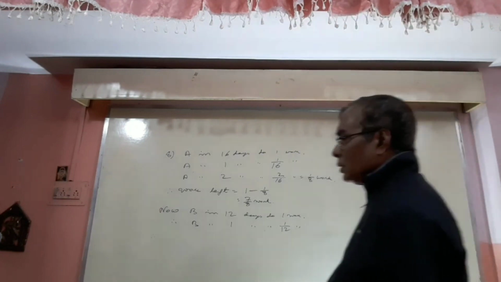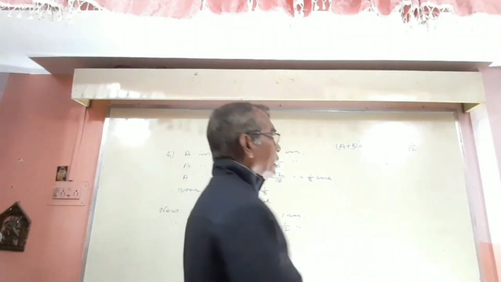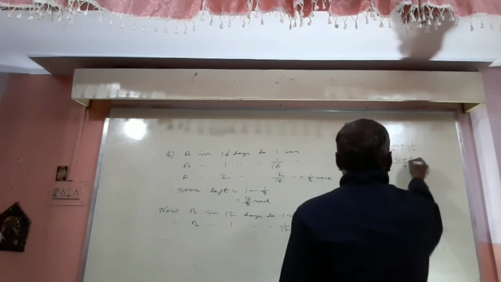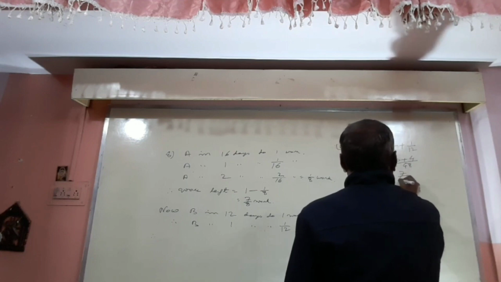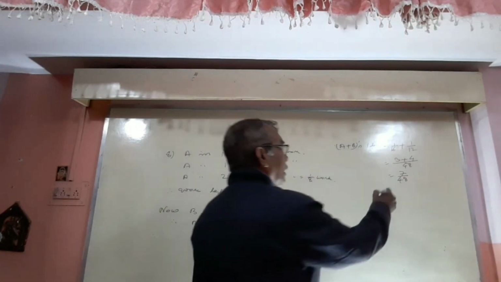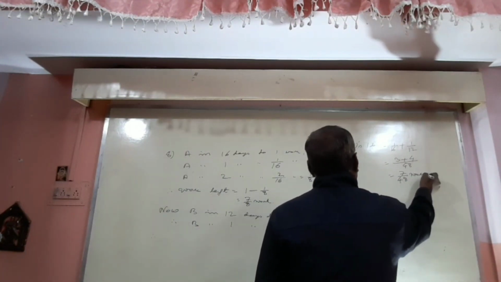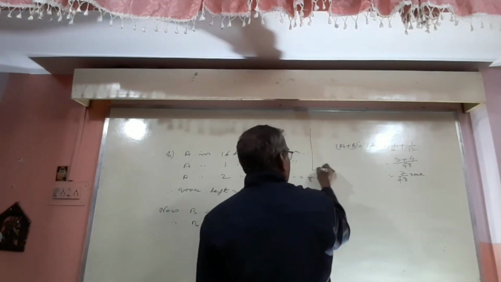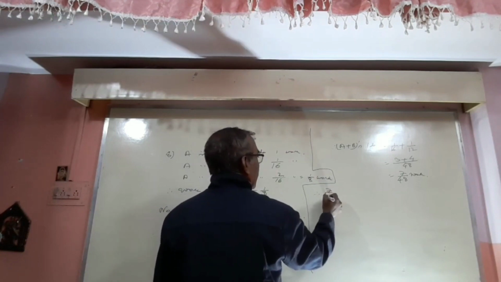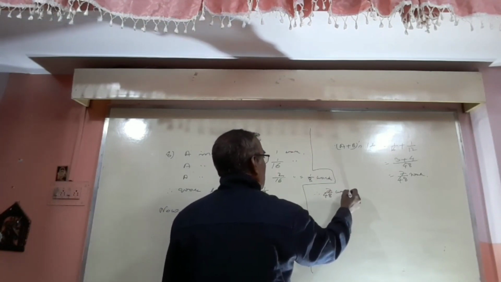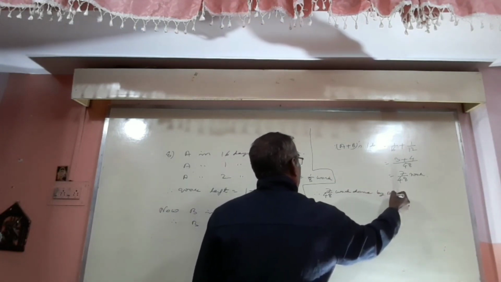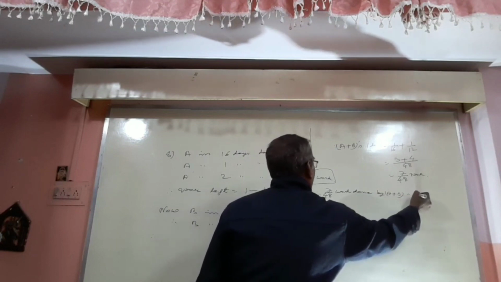And 16 and 12, LCM, definitely it is 48, I think so. 3 plus 4 is equal to 7 by 48. So A plus B in one day do this much work. So now in the reverse direction you will have to write all these things. Therefore 7 by 48 work done by A plus B in one day.